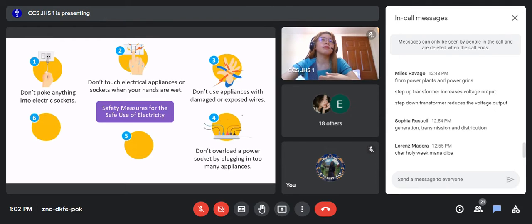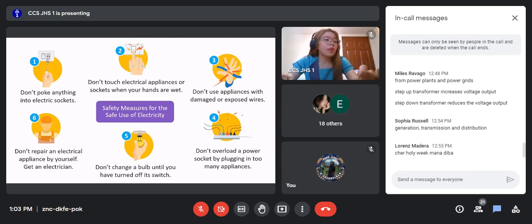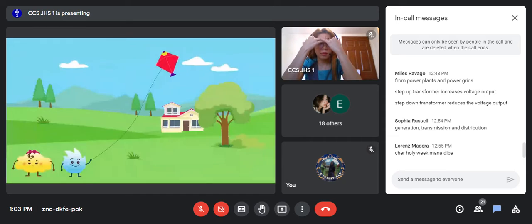4. Don't overload a power socket by plugging too many appliances into it. This will draw a large current which may burn the wire and cause fires. Be particularly careful about this since many of us like to connect multiple appliances to one socket. 5. Don't change a bulb until you have turned off its switch. 6. Don't try to repair an electrical appliance by yourself. Get an electrician to do it.